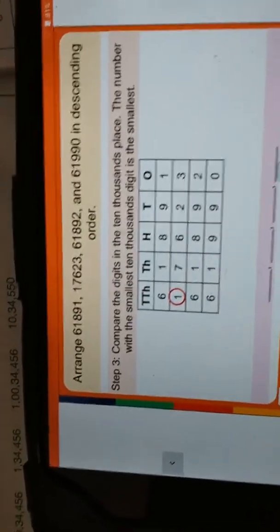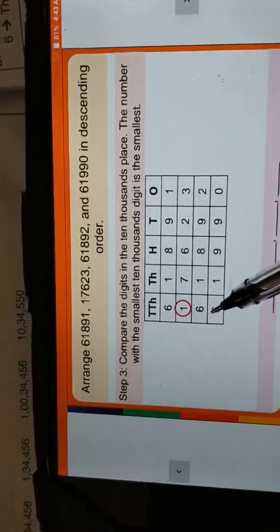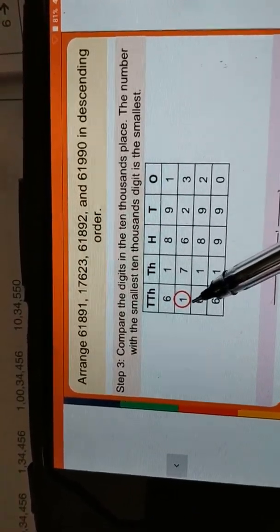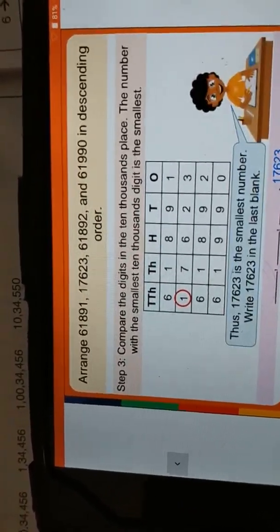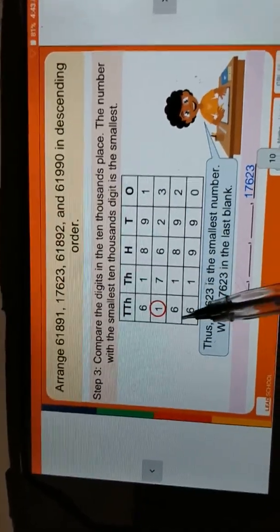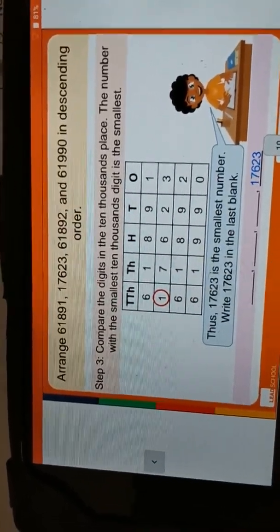In that, 1 is the smallest digit. Okay, 1 is the smallest digit. So we have to write the smallest digit in the last.